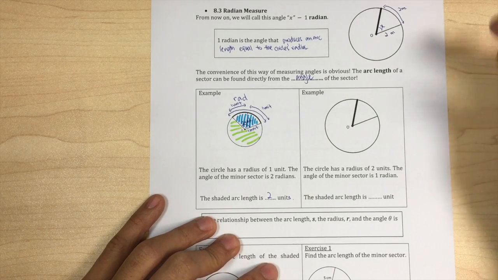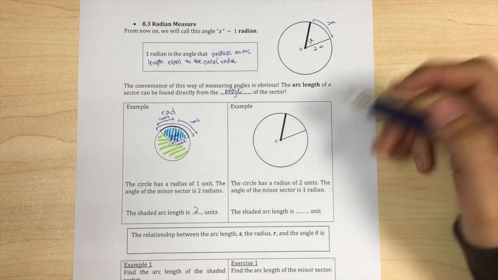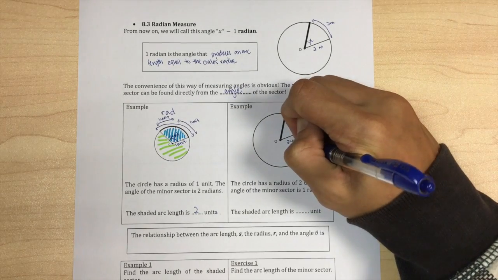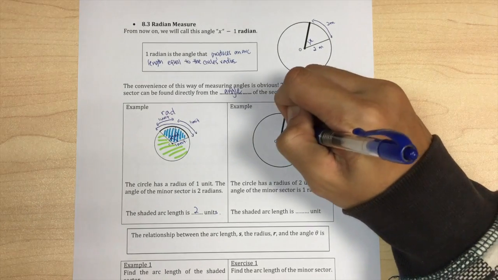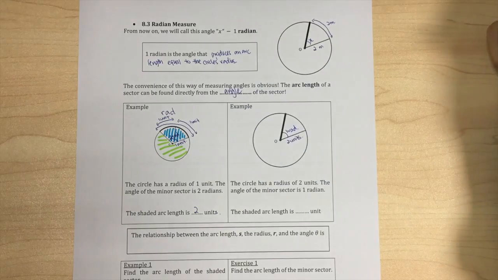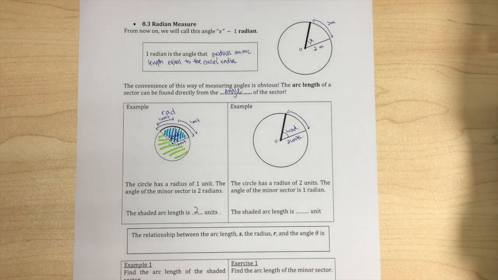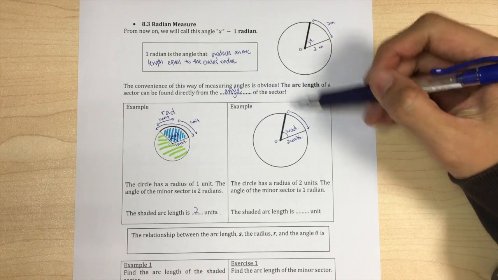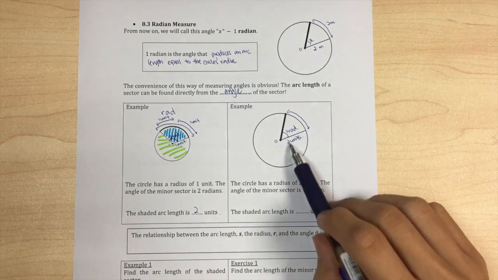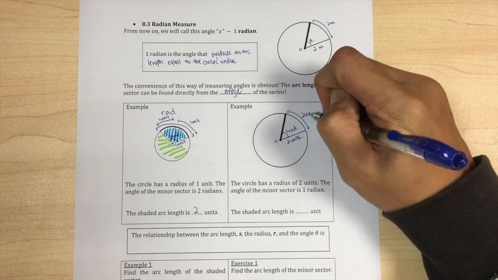Okay, so I'm going to show you yet another example over here. The circle has a radius of 2 units. The angle is 1 radian. What can I say about this arc length? By definition, 1 radian is the angle that produces an arc length equal to the circle's radius. My radius is now 2 units, so definitely the arc length is going to be 2 units.